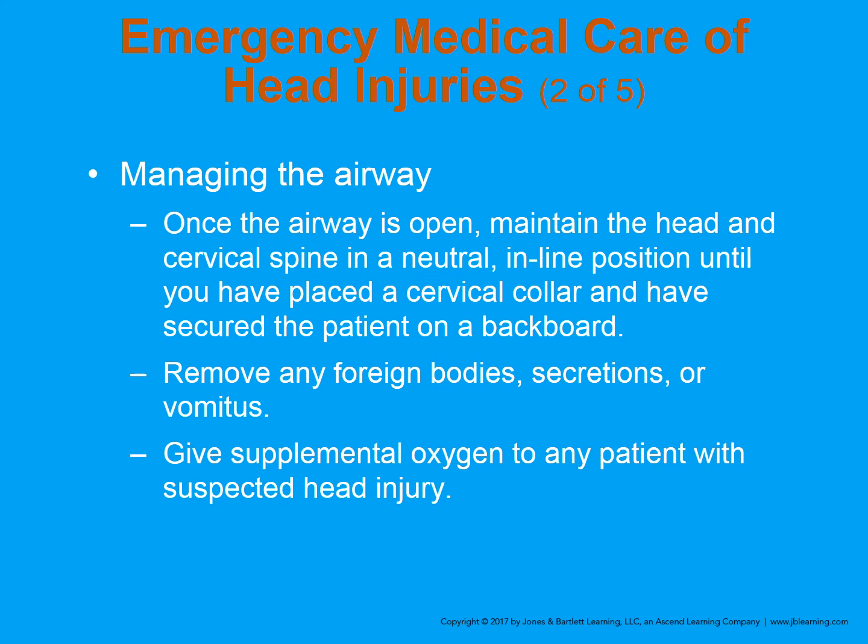We're going to remove any foreign bodies, secretions, vomitus. Remember, gravity helps us out the best for gross amounts, and I mean gross is large amounts of vomit or blood or secretions in that airway. Let gravity help, turn them on their side, and then use the Yankauer tip rigid catheter to get deep into that oropharynx at the base there in order to clear that. The advantage of that is the depth that it's able to go. It's not very good at getting large amounts of vomit out. Give supplemental oxygen to any patient with a suspected head injury.